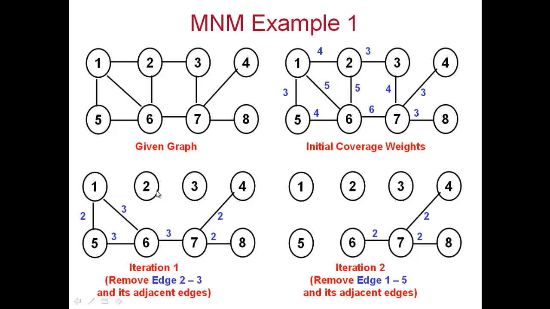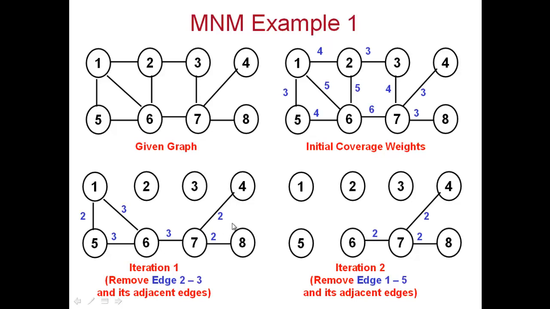When I pick this edge 2, 3, its 3 adjacent edges, which are 1, 2, 5, 2 and 6, 2 and 3, 7, get ruled out or discarded. So I'm going to remove those 3 adjacent edges as well as this edge 2, 3 from this graph. This is my modified graph. I'm going to recompute the coverage weights of the edges in this modified graph and continue to the next iteration.